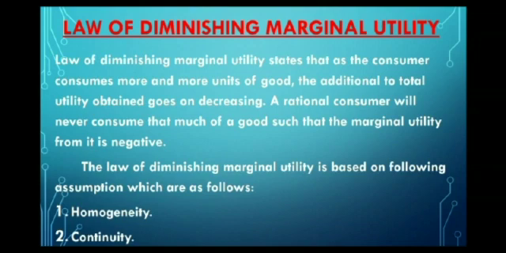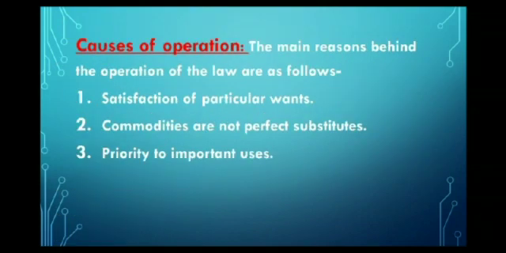Causes of operation. The main reasons behind the operation of the law are as follows. Point number 1 is satisfaction of particular wants. For example, a person's desire for drinking milk can be fully satisfied if he continues increasing the quantity of the commodity. Having reached that point, the use of one more unit of the commodity will yield zero marginal utility.